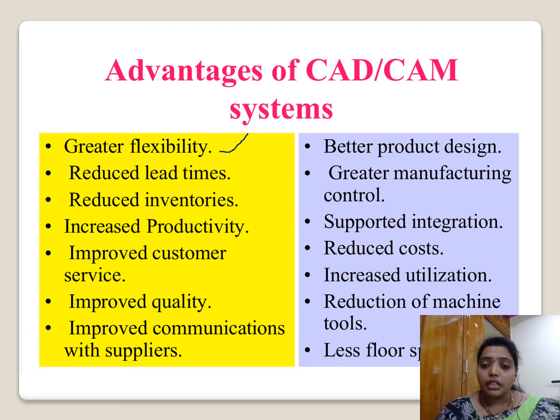Manufacturing control means that by controlling the machines only, we are manufacturing the object. That's why if we want to change any operations, we will change them automatically in the machines only. After that, supported integration. Reduced cost.